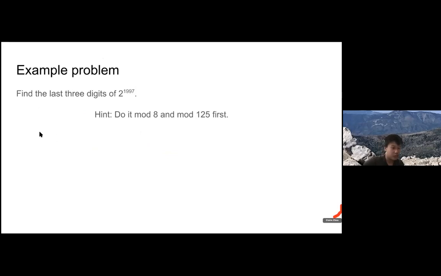So let's start with mod 8. What's 2 to the 1997 mod 8? What's the remainder when you divide 2 to the 1997 by 8? Yeah, that's 0 because 2 to the 1997 is divisible by 8, because 8 is 2 cubed. Let's do it mod 125 now. 2 to the 1997 mod 125.